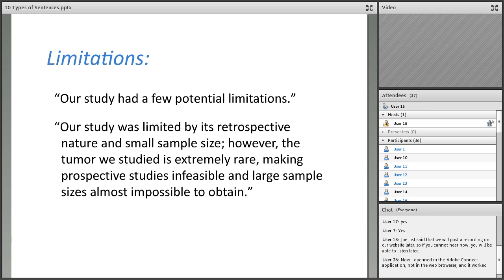Now, this is kind of a classic example. Our study was limited by its retrospective nature and small sample size, which in another study might both be limitations. But in this study, they say that the tumor they studied is extremely rare, making prospective studies infeasible and large sample sizes almost impossible to obtain. So in that brief statement, the limitations are actually turned on their ear. They actually potentially become strengths of the study.